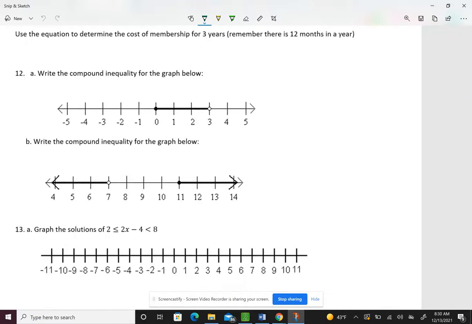For 12 guys, we're looking at compound inequalities. Remember, compound means that we have two inequalities, which are your less than or equal to's, greater than or equal to's. All right. And you're going to have two of those in the same graph.